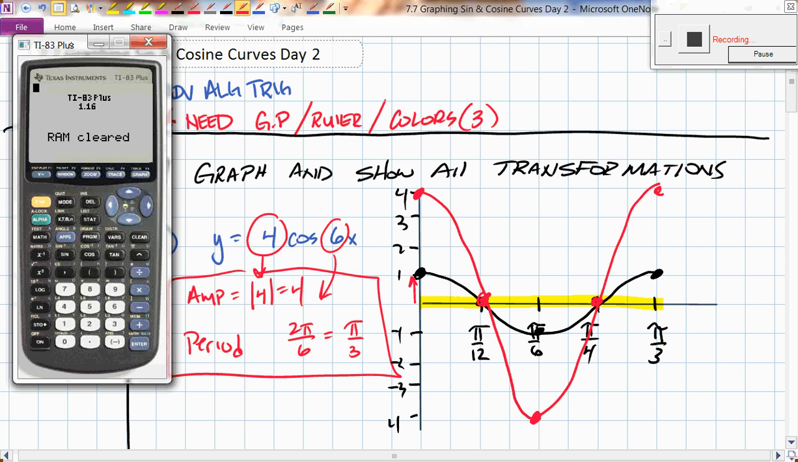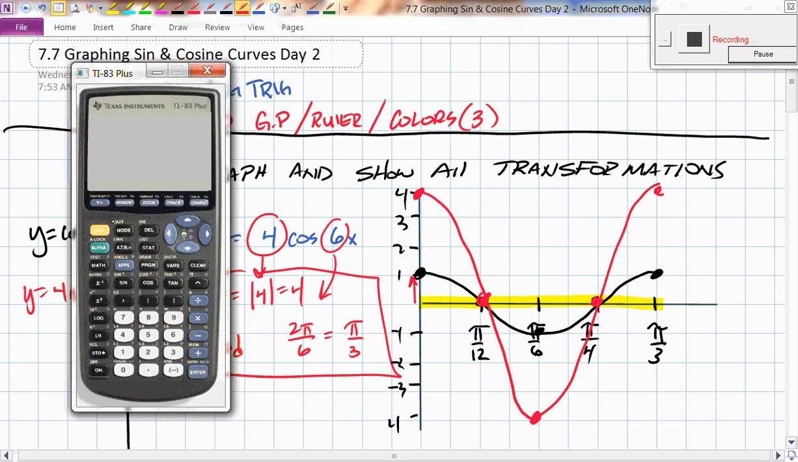Okay, let's turn our calculators on. Make sure you're in radian mode to graph trig functions. Let's go to y equals and punch in 4 times the cosine of 6x. So 4 cosine of 6x. Now what we need to do is change our window to match our graph.